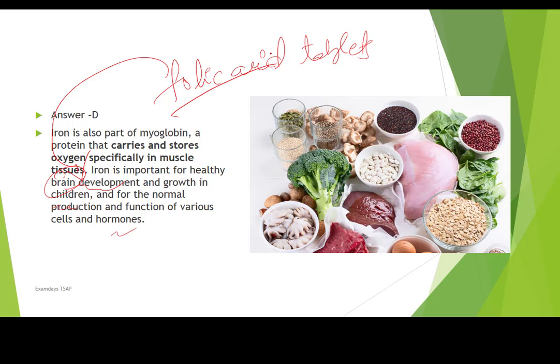Okay, so the iron tablet is most important, especially in the pregnancy period. Apart from that, iron is the most important for every person, especially for children, where brain development must happen.